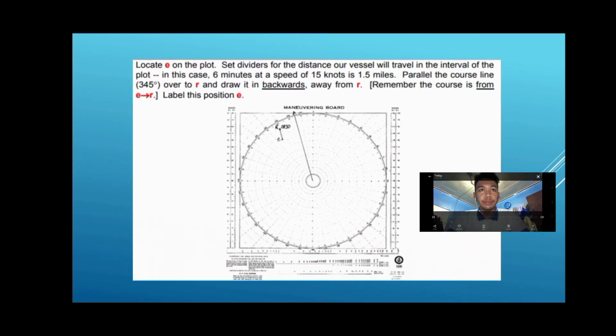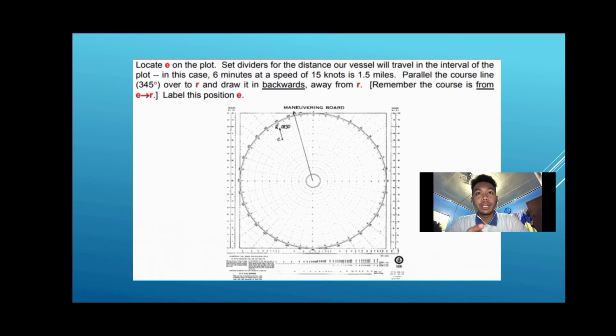The next step is to locate E on the plot. Set dividers for the distance our vessel will travel in the interval of the plot. In this case, 6 minutes at a speed of 15 knots is 1.5 miles. So parallel the course line, which is 345 degrees, over to R and draw it in backwards away from R. Remember the course is from E to R, and then label this position.